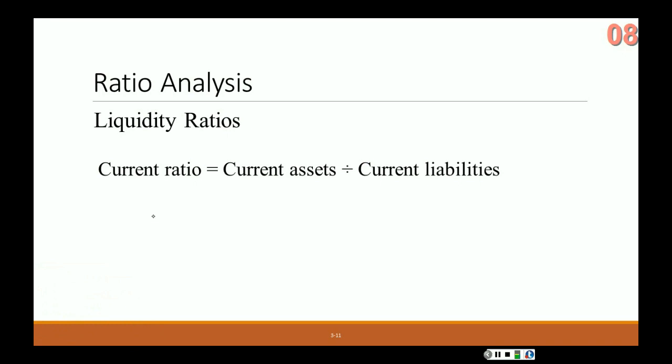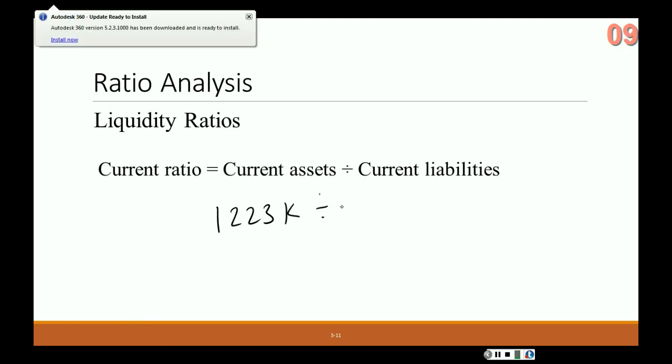So looking at the Bartlett Company income statements and balance sheets, we can calculate the current ratio. The current ratio is equal to current assets for 2012, 1,223, these are reported in thousands, divided by current liabilities of 620,000. I found these numbers on the balance sheet, current assets and current liabilities. And this gives us a current ratio of 1.97.